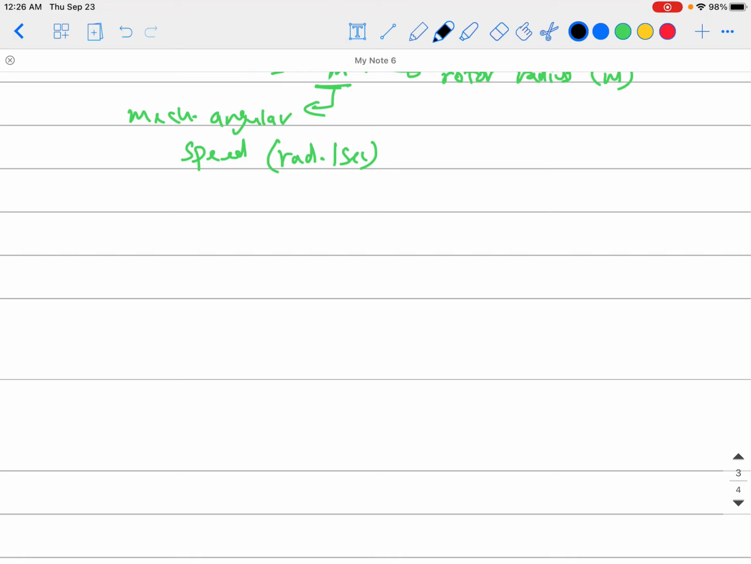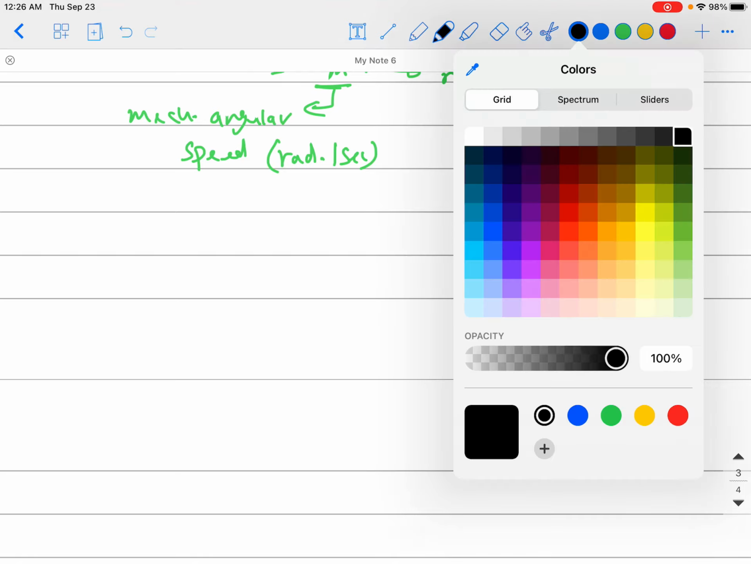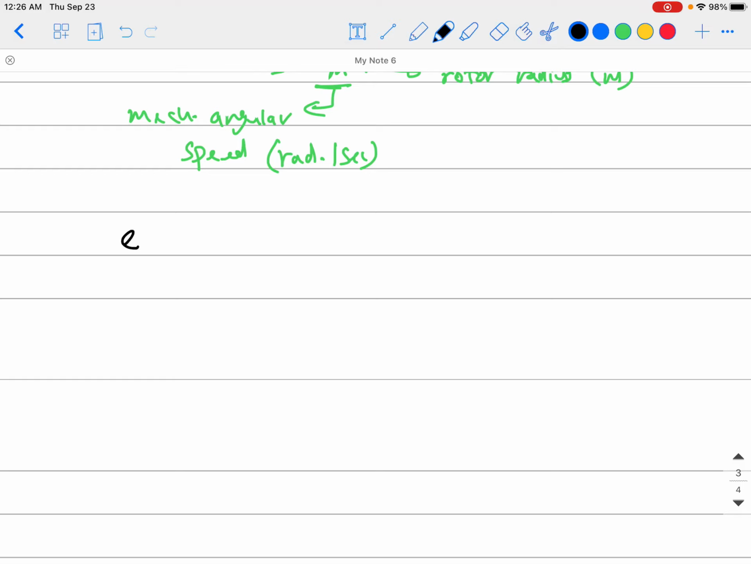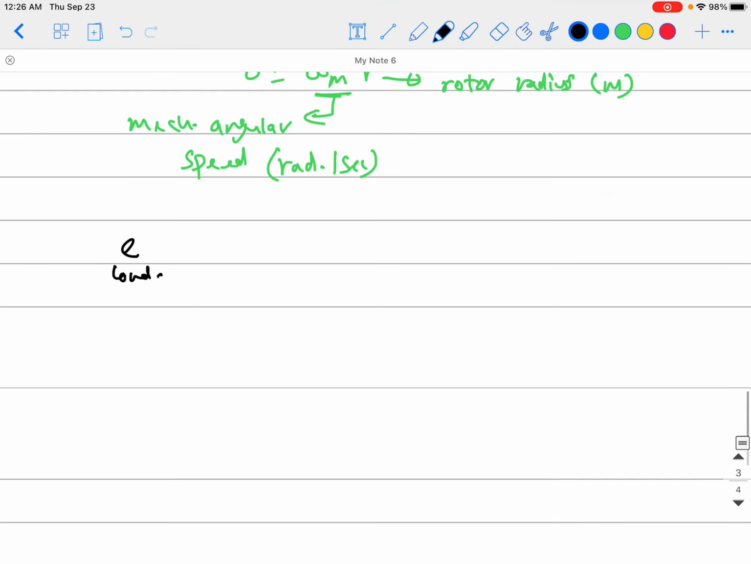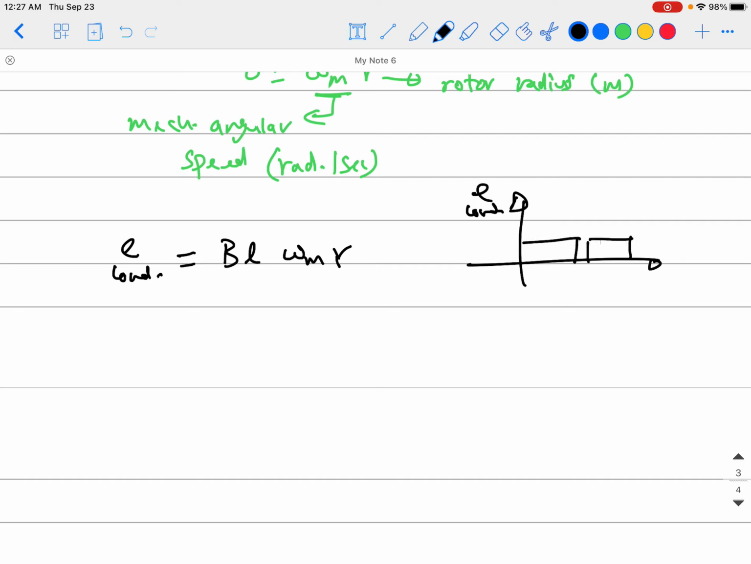Okay, so substituting this, so E, sorry, of just one conductor here. I will call this E conductor. Okay, it will equal B L omega M multiplied by R. Okay, guys? If you remember this, E conductor will look something like this. Remember, using the commutator, it will just look like that.